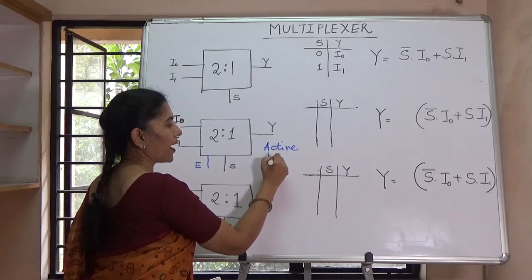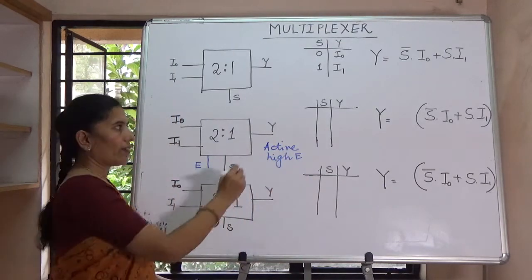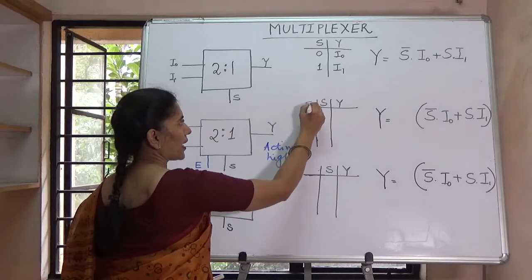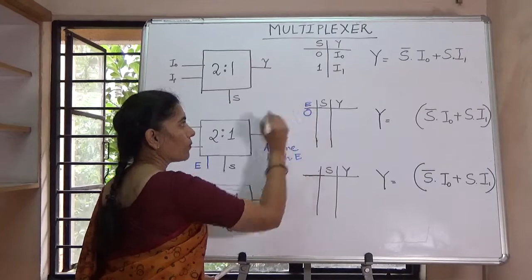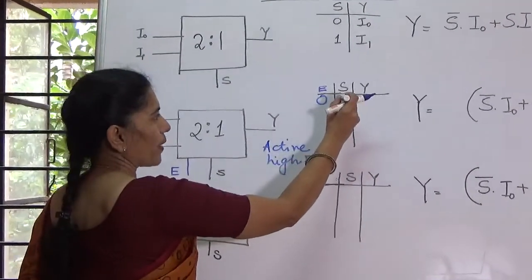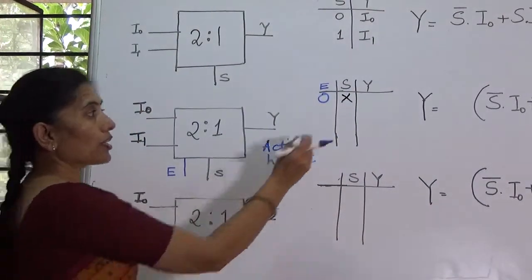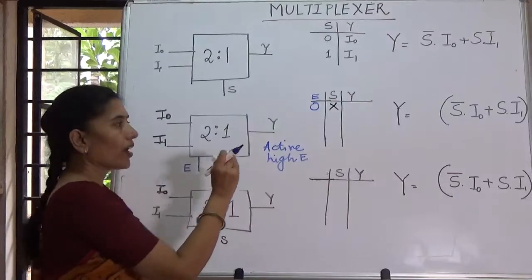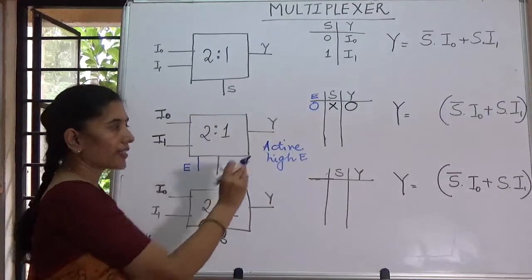So it's an active high enable line, and after we introduce this in the table, if the E input is 0, the multiplexer would be disabled. Hence, irrespective of what the select input is, which is marked by a don't care, the output will be a 0. Let us understand this again.